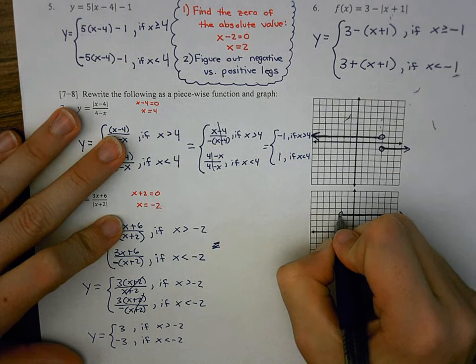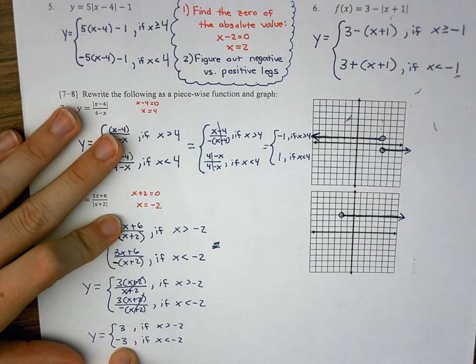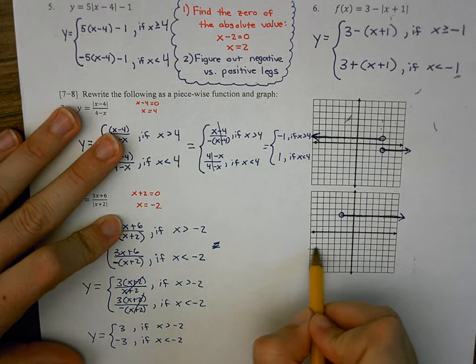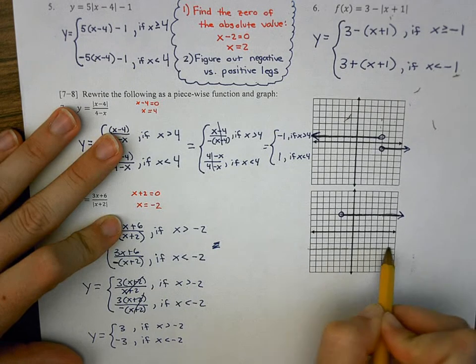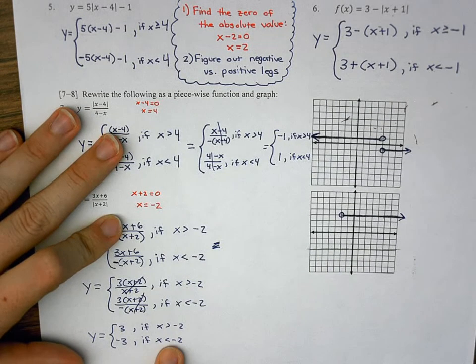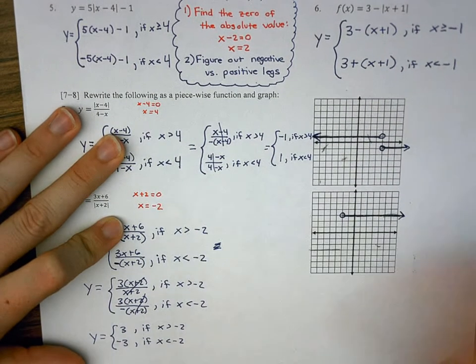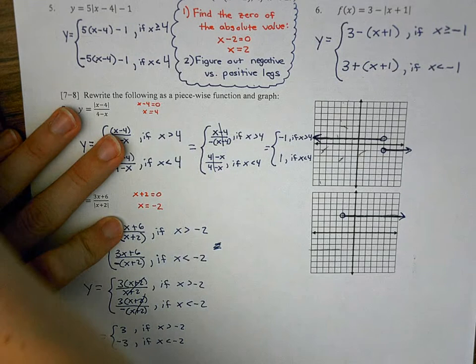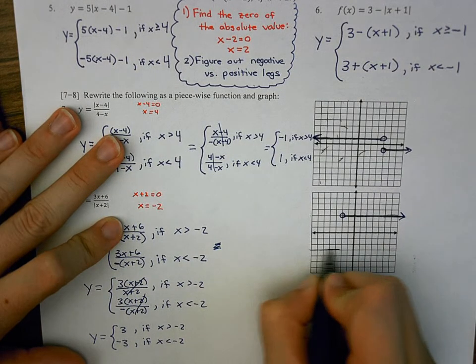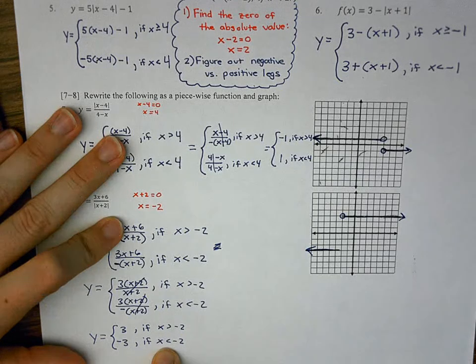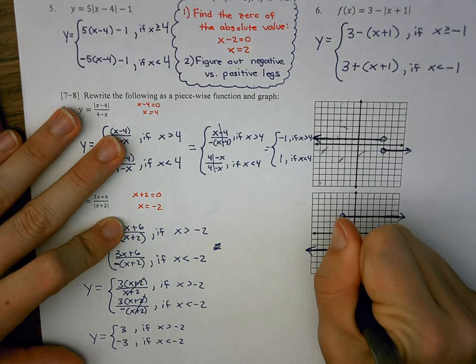And then our y equals negative 3. Y equals negative 3 is down here. What are we keeping? That would be less than negative 2. So erase everything that's not less than negative 2. And hole or point? Hole. Okay. And that's objective 5.